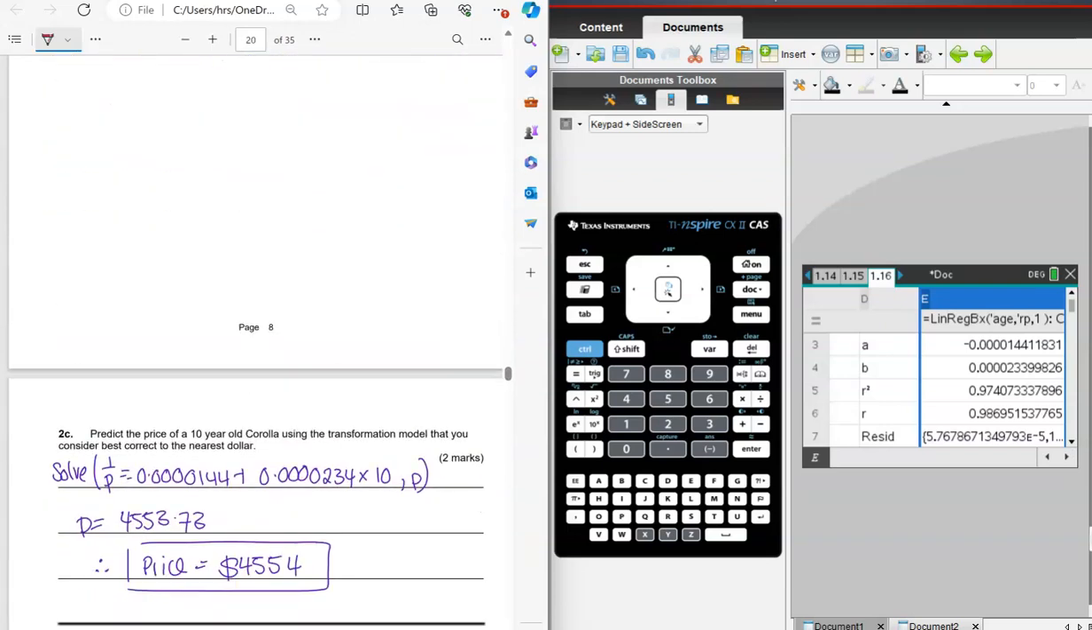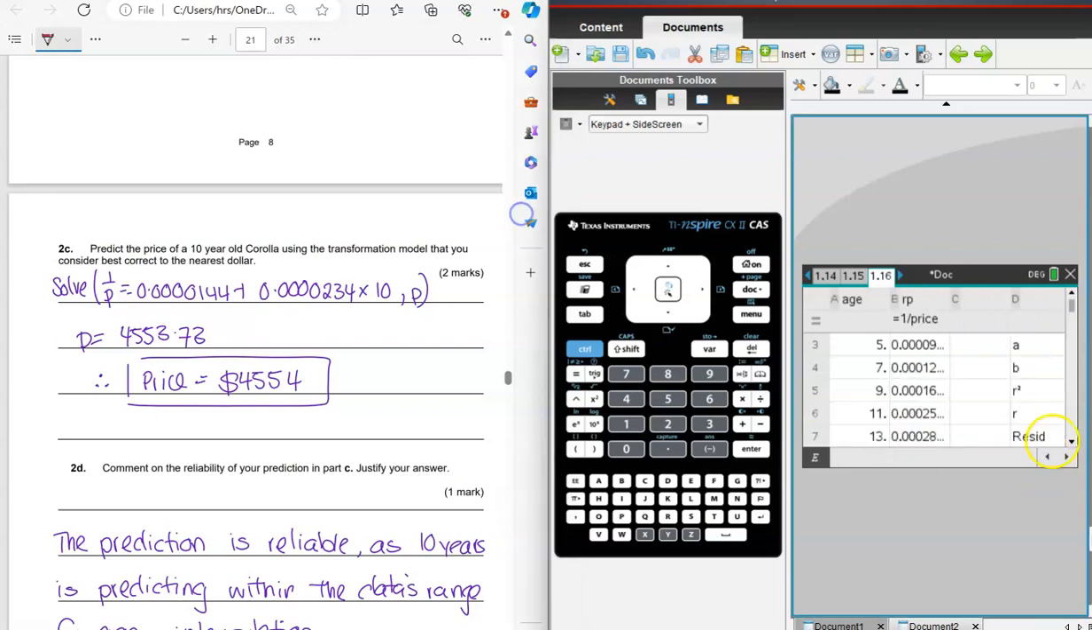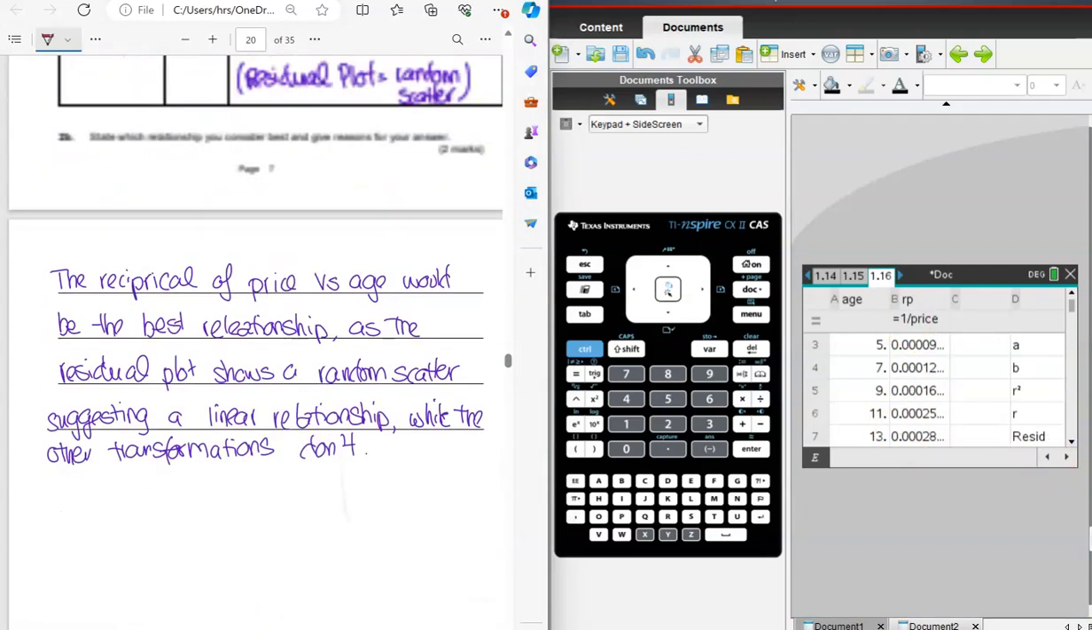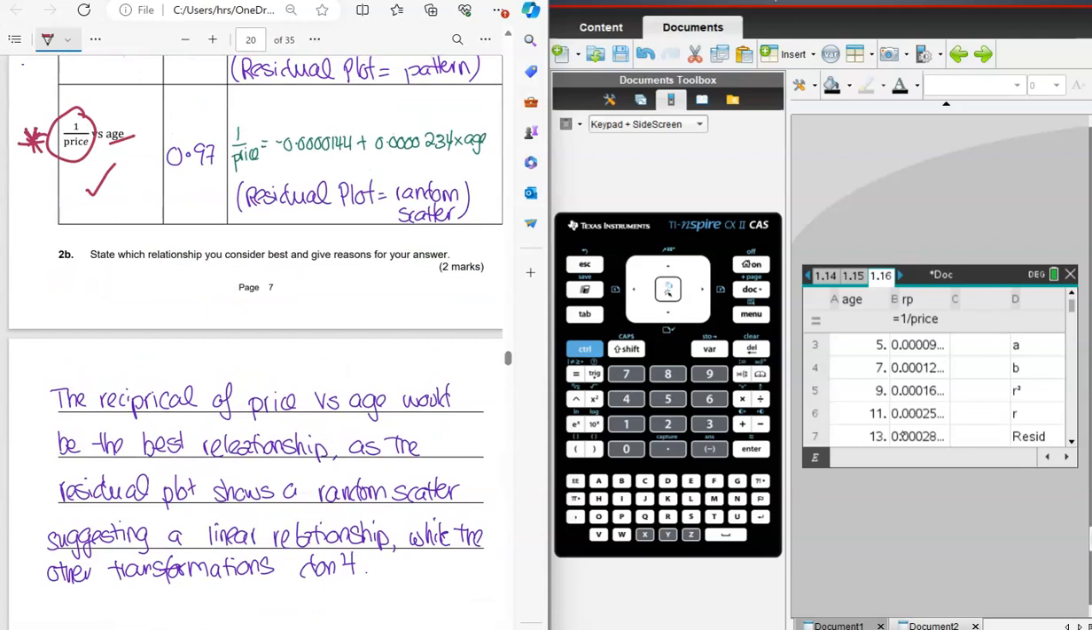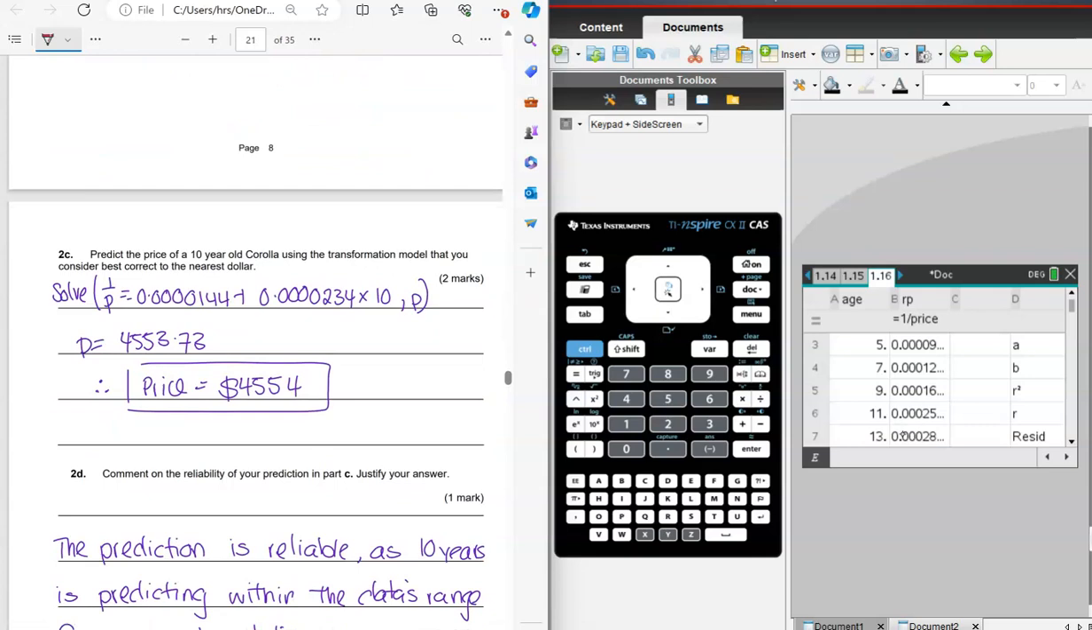Okay, so now when it says predict the price of a 10-year-old Corolla using the transform model, that means we're using these reciprocal values, this transform formula here. So we use the equation. Here is the transform equation: 1 over p equals, and there's my a value and there's my b value, now times 10. Now this is a formula for 1 over p, but what we want is just p.